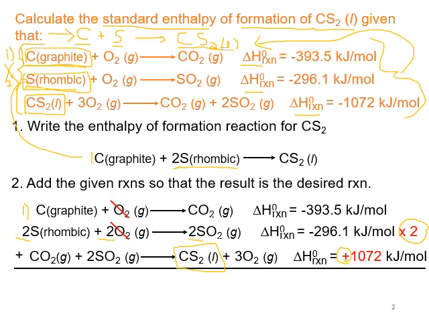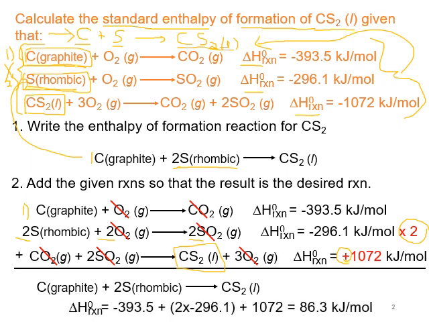Now if we add them all up, after canceling the intermediates in these chemical reactions, we should end up with our target reaction. And that target reaction is the enthalpy of formation of carbon disulfide liquid. To figure out the enthalpy, we just add them up. And now we get a positive 86.3 kilojoules. That's an endothermic reaction for the enthalpy of formation of carbon disulfide.